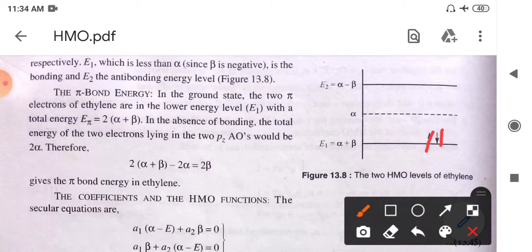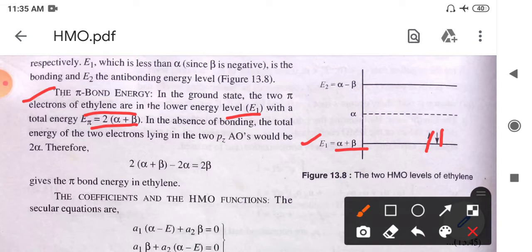In order to find out the pi bond energy, we need to find out how many electrons are there in the ground state, and compare that energy with the free electrons. Suppose for the ethylene molecule there are 2 pi electrons in the ground energy state with a total energy of 2 times (alpha plus beta), because the energy of one electron would be alpha plus beta.